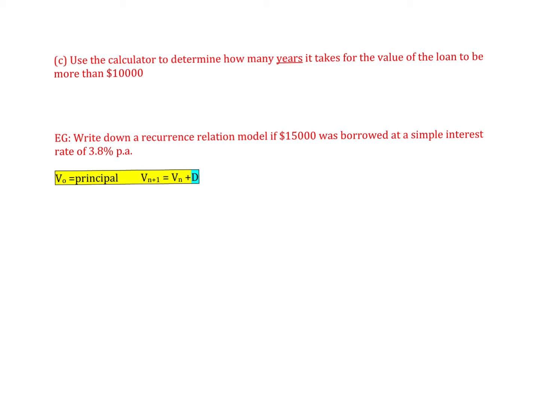Okay, use your calculator to determine how many years it takes for the value of the loan to be more than $10,000. So what you have to do is keep pressing enter, and what do you get? Keep pressing enter. So it was V6. What did V6 equal? So V6 ends up 10,108. So we're going to say after 6 years.